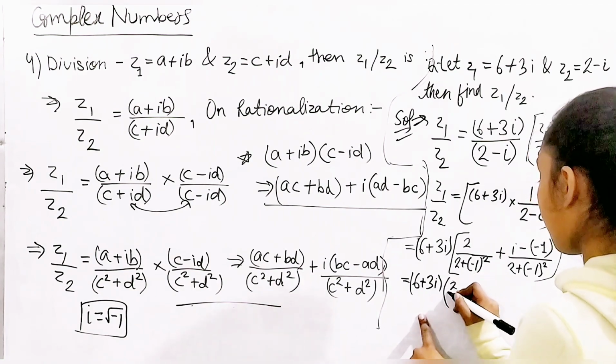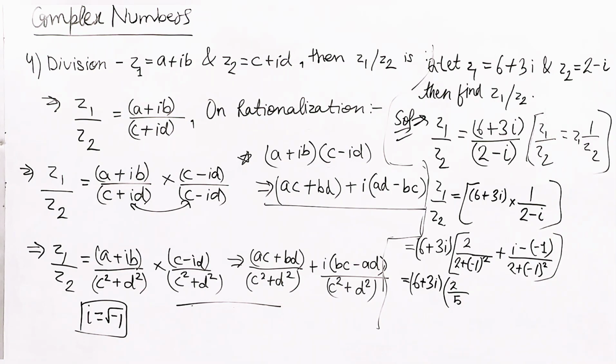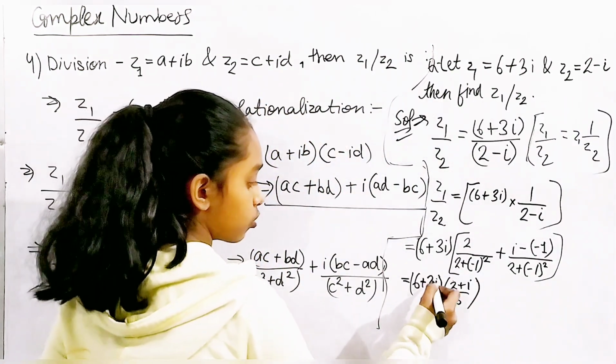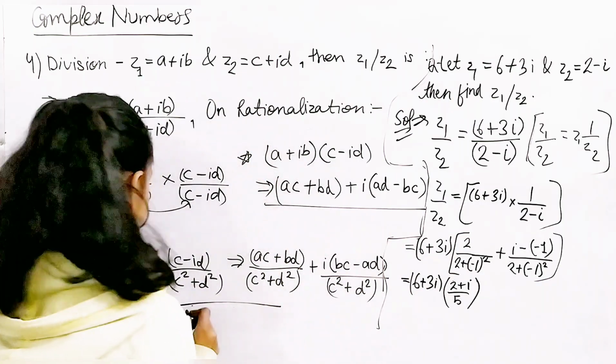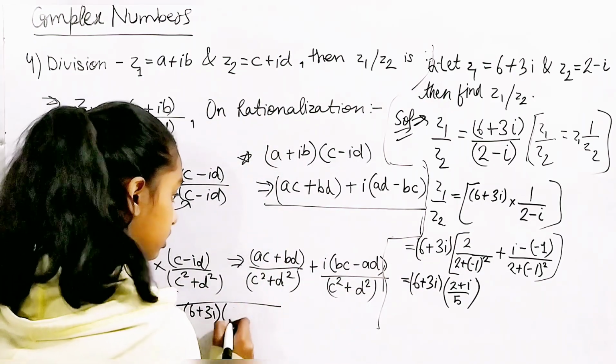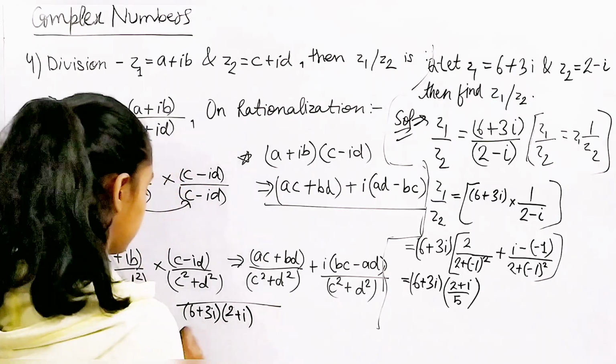2 by 5. 2 by 5, okay? But yeah, 2 is with iota. Remember, we have this iota, okay? So 2 plus iota by 5, okay? So now it has become really easy for us, but one thing, now we have this multiplication case, so let's do it here. So what we have is 6 plus 3 iota and 2 plus iota, okay? So 6 plus 3 iota in this 2 plus iota, okay?